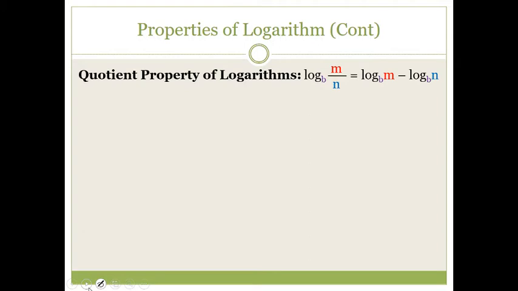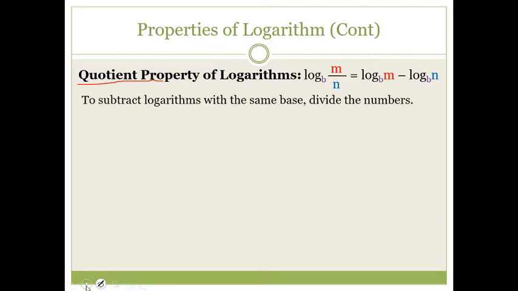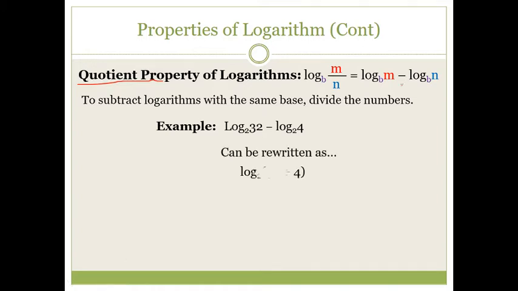Alright, so we have the product property of logarithms. Now we're going to talk about the quotient property of logarithms, which is just stating the opposite. So it's saying to subtract two logarithms with the same base, like I have here, all you do is divide the numbers. Alright, so suppose we have log base 2 of 32 minus log base 2 of 4. According to this rule, I keep the base the same, and I just divide these numbers. So it's log base 2 of 32 divided by 4, which is 8.